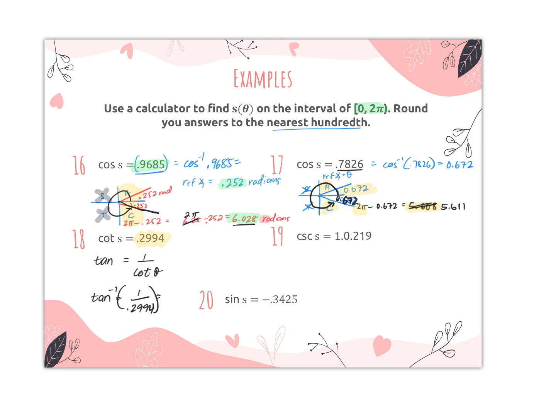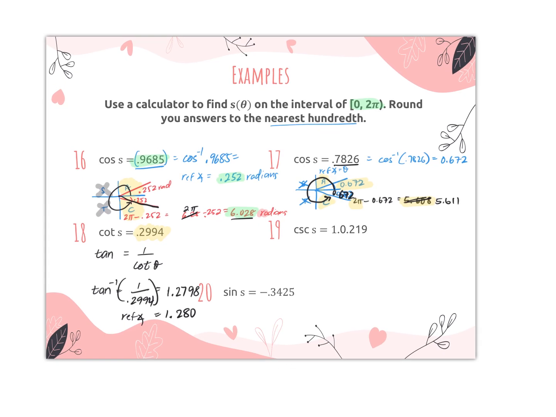So I'll do 1 divided by 0.2994, and I get 3.3 something, and then I'm going to hit the inverse tangent. And I know that my reference angle is 1.2798, which simplifies to 1.280. So that's going to be my reference angle, 1.280 radians.